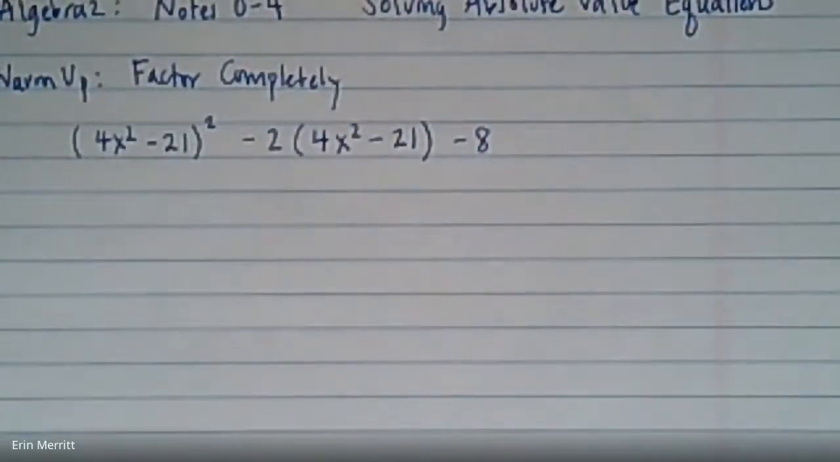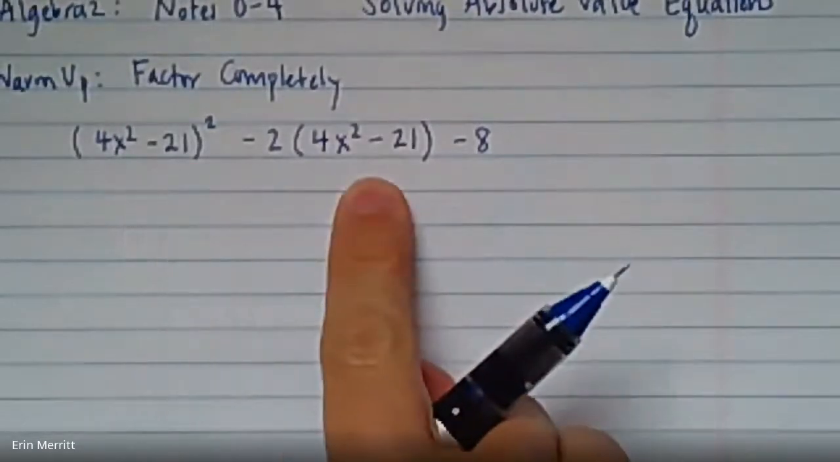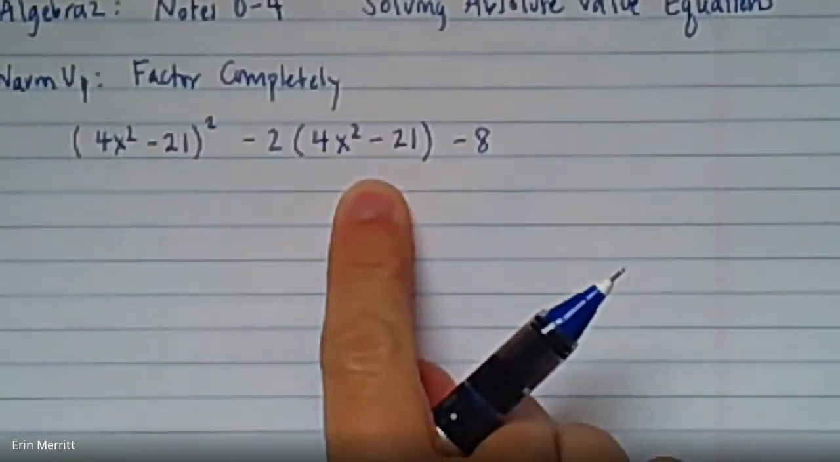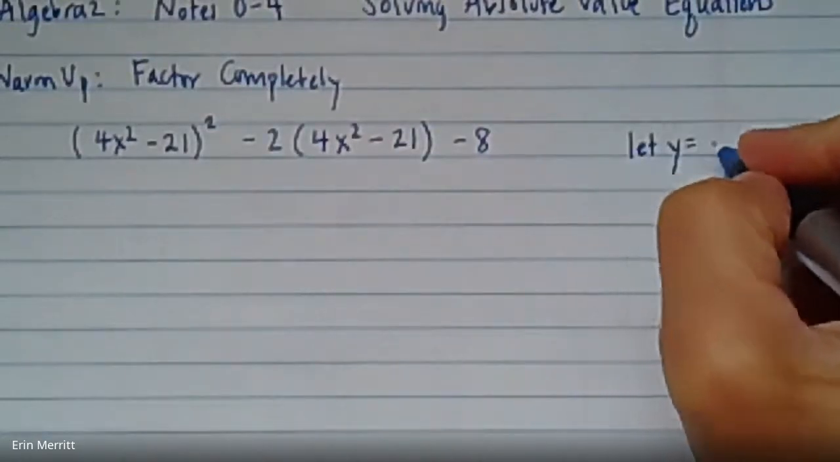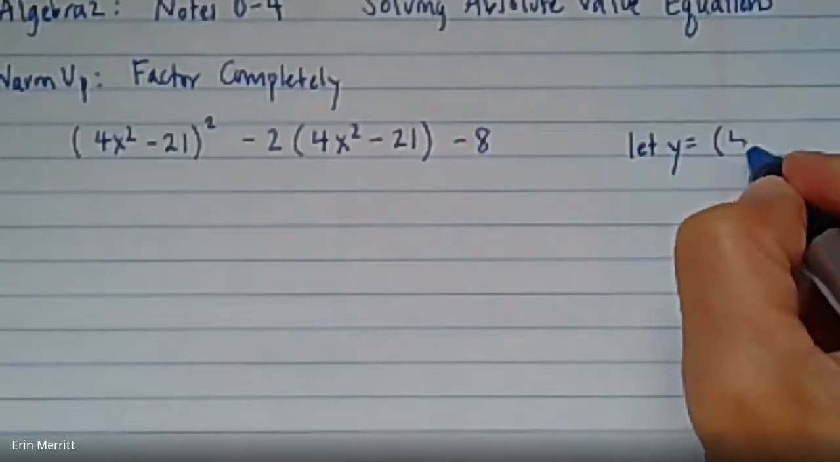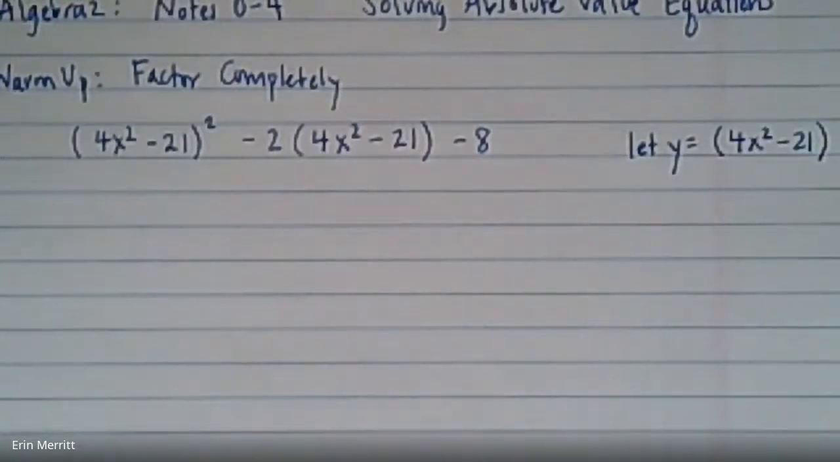All right. So my hope is that you immediately look at this and go, same expression in parentheses in 2 spots. We're going to use a dummy variable. So you want to pick another variable to represent that expression, 4x squared minus 21. I'm going to pick y. Feel free to pause the video, try it, and then turn it back on and check the solution.